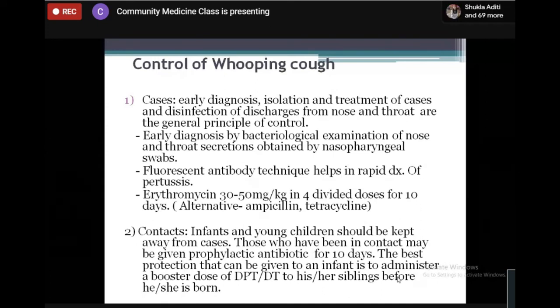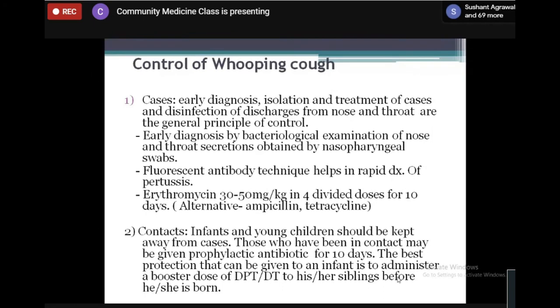So mothers who are taking care of babies who are suffering from pertussis should be given prophylactic antibiotic for 10 days, sorry. So this erythromycin can be given for 10 days as a prophylaxis. Prophylaxis means before developing signs and symptoms, you are giving the antibiotics so that the person will not develop any signs and symptoms.